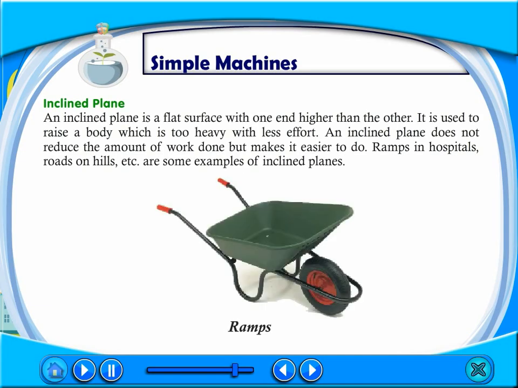Inclined plane. An inclined plane is a flat surface with one end higher than the other. It is used to raise a body which is too heavy with less effort. An inclined plane does not reduce the amount of work done but makes it easier to do. Ramps in hospitals, roads on hills, etc. are some examples of inclined planes.